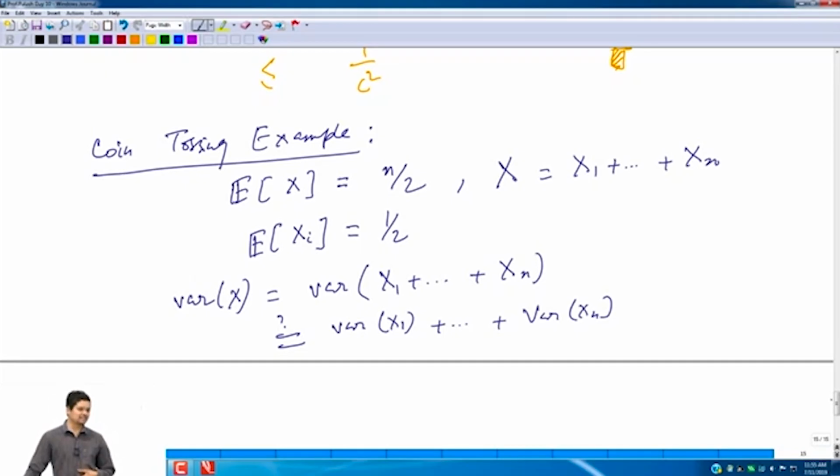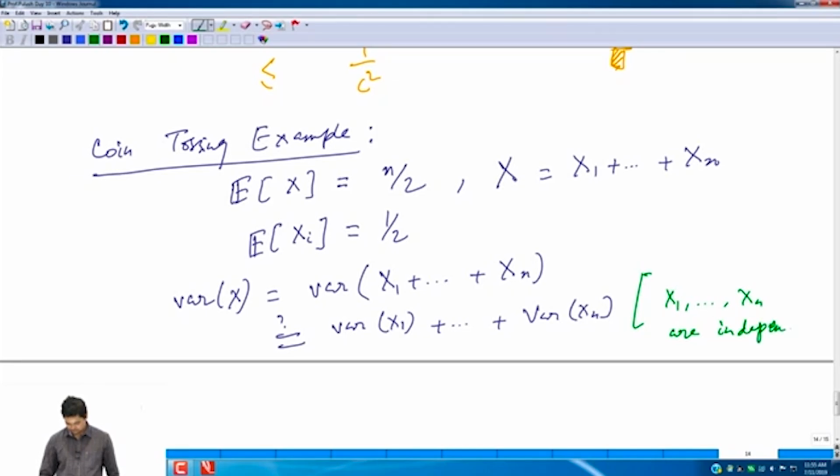But this equality is not true in general. You cannot push variance inside like expectation. That's bad news. But the good news is in this case you can push. So we need to write a reason that x1 to xn are independent. So if you are summing independent random variables, then variance you can also push inside summation. So this is sort of okay. And now it is very easy.